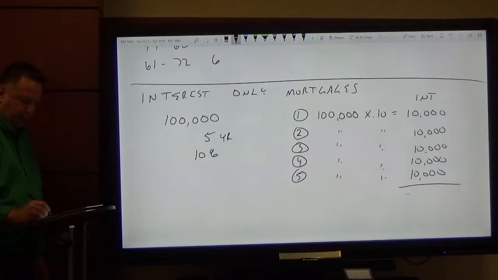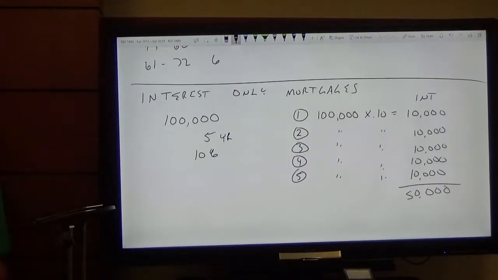So your total interest over that 5-year period was $50,000. Yes? Yes. But you never once paid down a single dollar of the original $100,000. Does everybody get that? Okay? So here, just think about this.